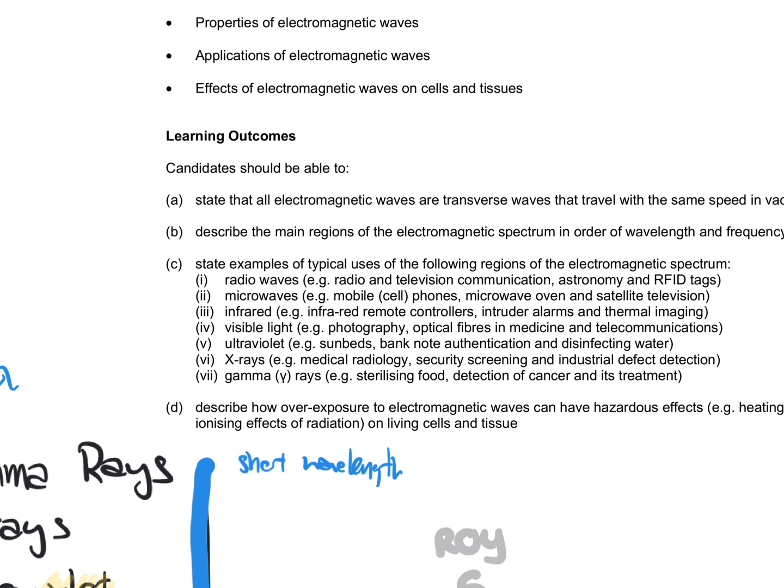X-rays is for medical radiology, right? I can say for security screening and industrial defect detection. It just means to check for cracks within those industrial things, right? What is easy to remember? Security screening. And finally, gamma rays, what's it for? We can say it's for detection of cancer and treatment. What you can remember, you could say cancer treatment. That's one way, right? In some cases, it's used to sterilize food.